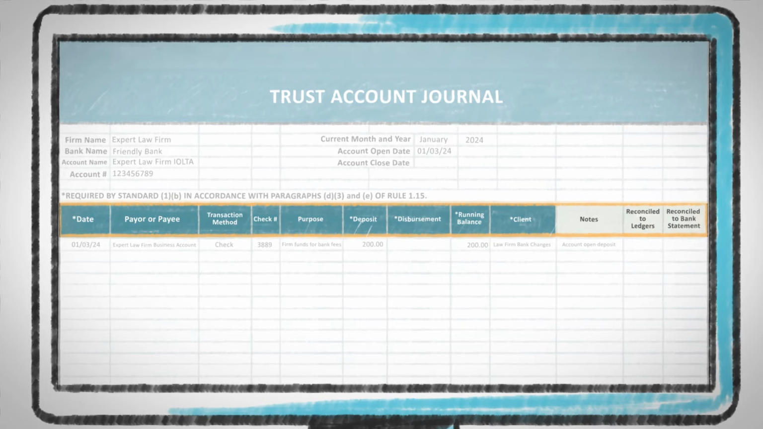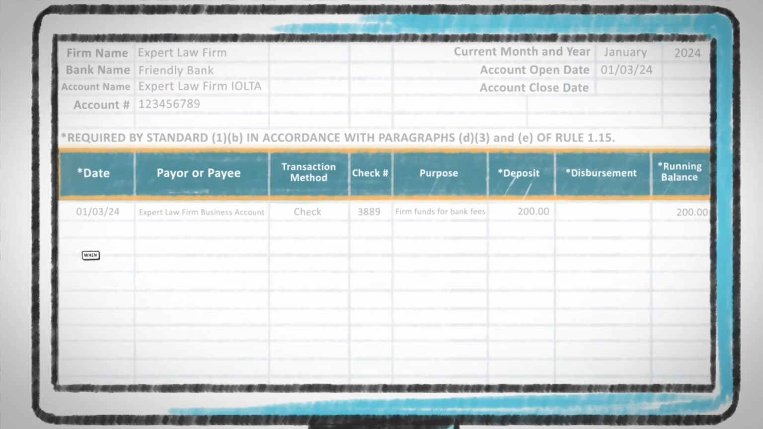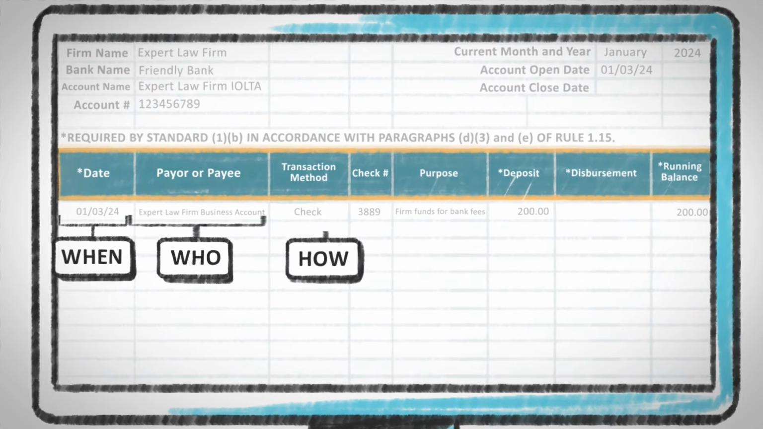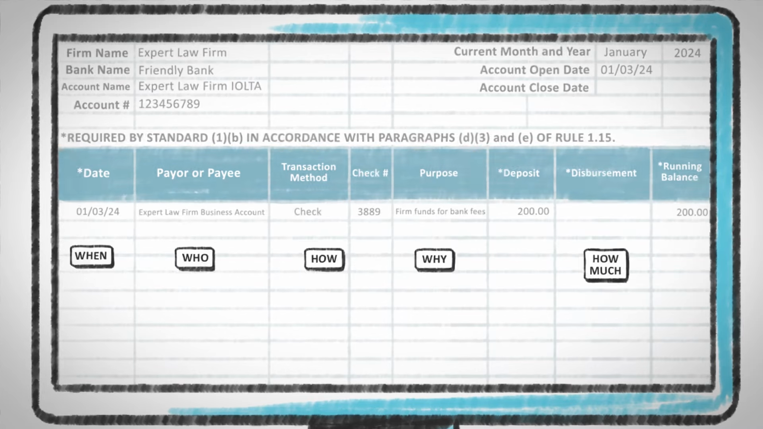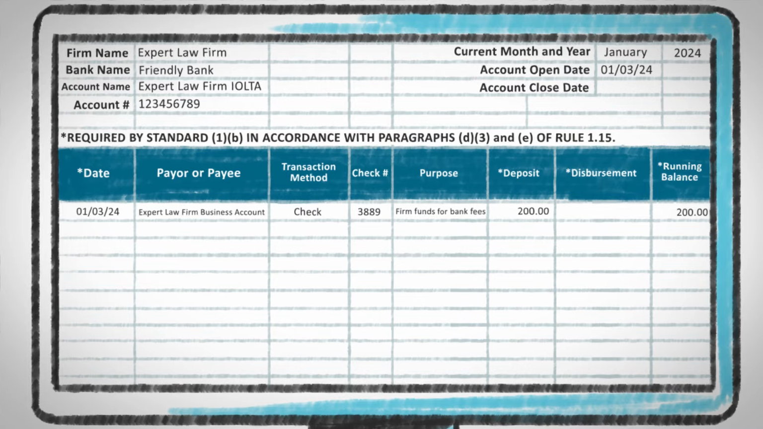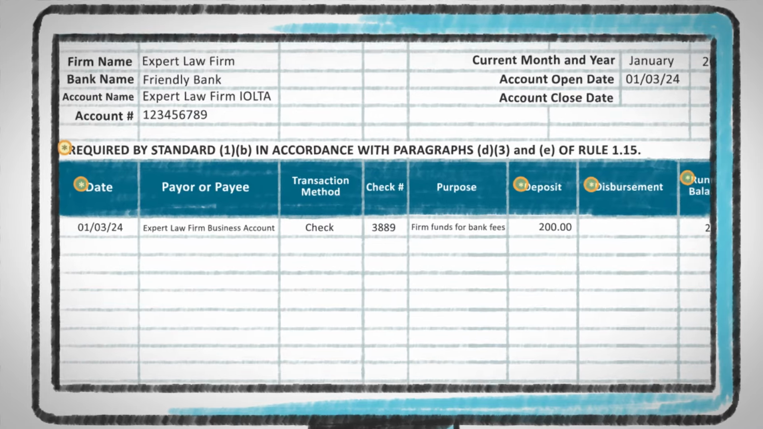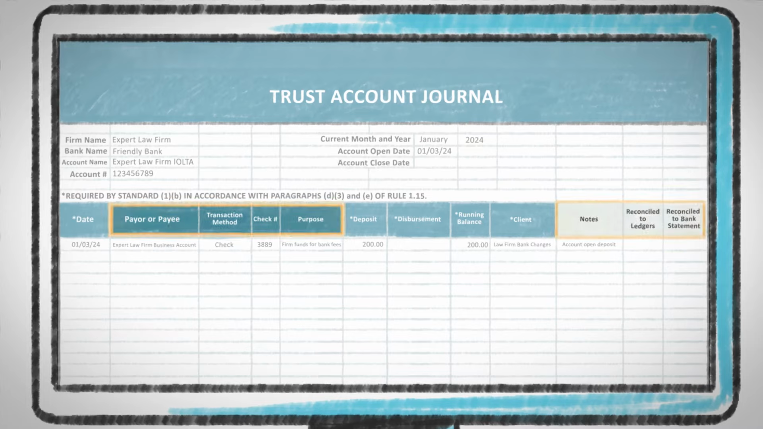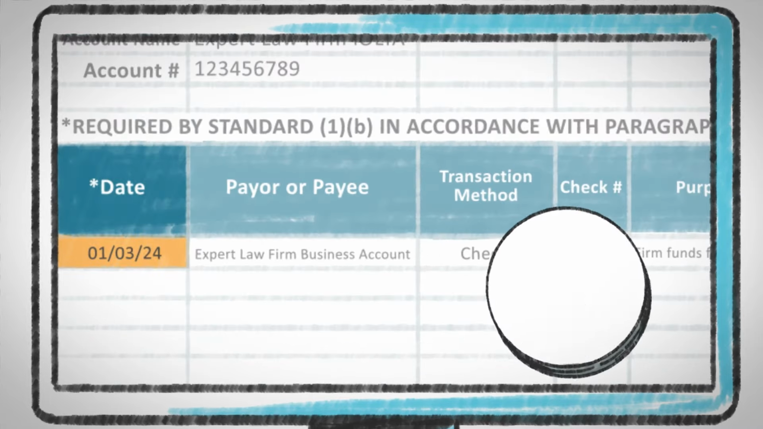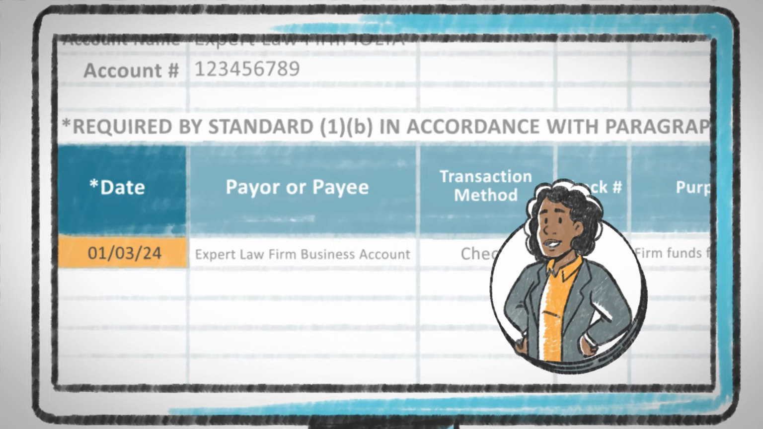They describe every transaction in detail, telling you when, who, how, why, and how much was involved. In the State Bar template, you'll see an asterisk in each column that is specifically required by Standard 1B. The other columns are added as best practice. When did the transaction occur? The date column records the date of each transaction.